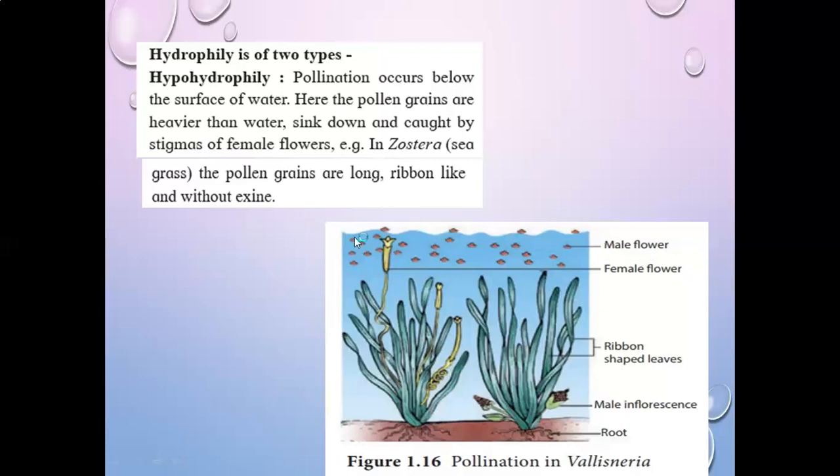म्हणजे मेल फ्लॉवर्स इथे वरती जड असल्यामुळे they are heavier than the water and that's why they sink down, ते खाली साचतात आणि ते साचत असताना त्या स्टिग्मावर पडतात किंवा ते पकडले जातात. They are caught by the stigmas of female flowers. For example Zostera, that is sea grass, and adaptations are the pollen grains are long, ribbon like and without exine.